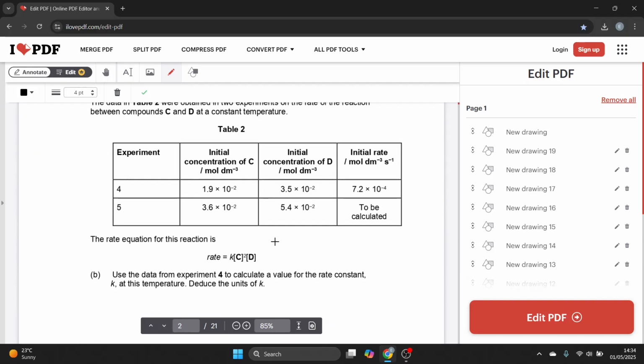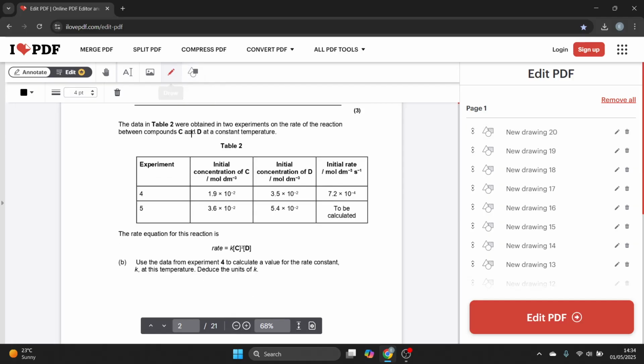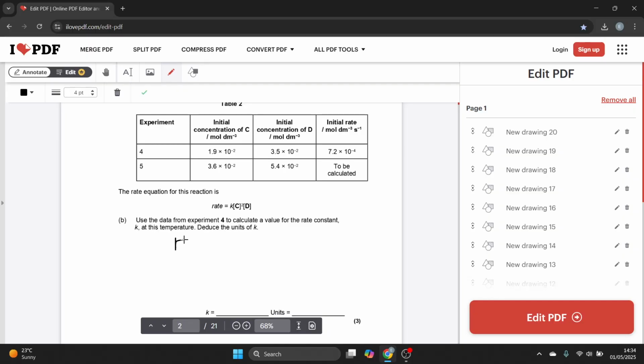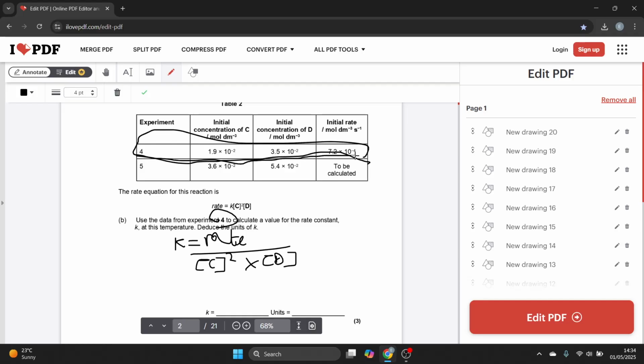And that's it. Use the data from experiment 4 to calculate a value for the rate constant k, and include the units of k. k equals rate over C squared times D. Just be careful, it tells me to use data from experiment 4, so I'm going to highlight this to make it clear. That's the data I'm going to be using for this part of the question. So the rate is 7.2 times 10 to the power minus 4, divided by C, 1.9 times 10 to the power minus 2, squared, times D, 3.5 times 10 to the power minus 2.